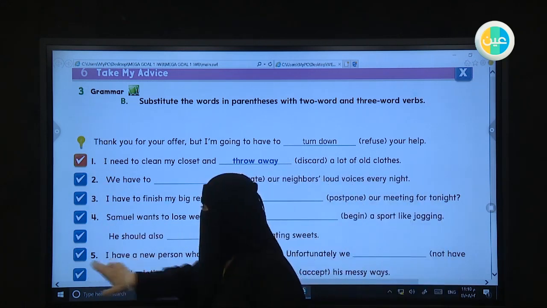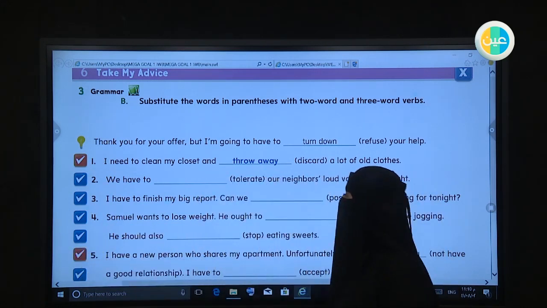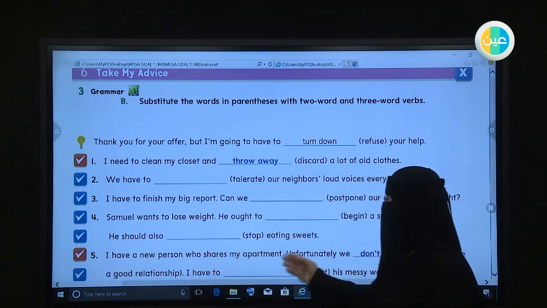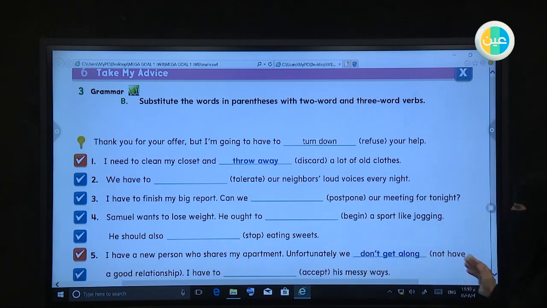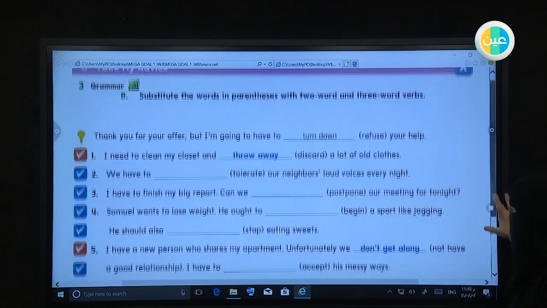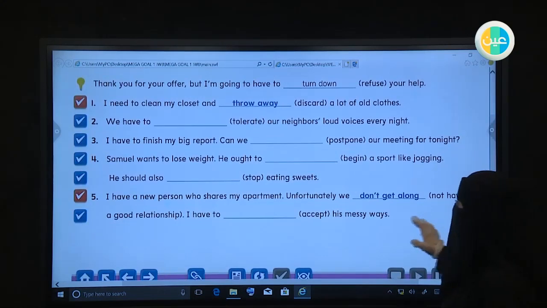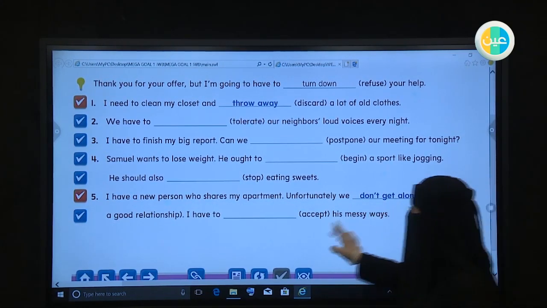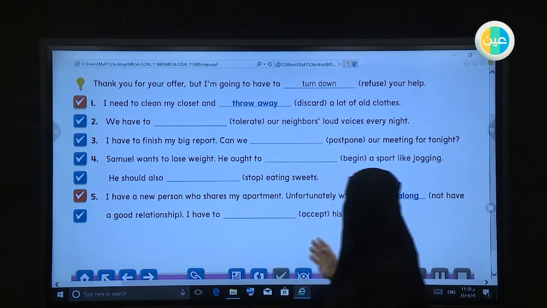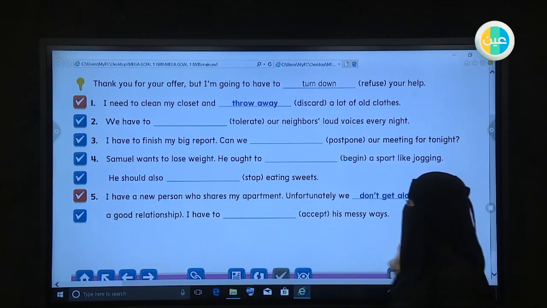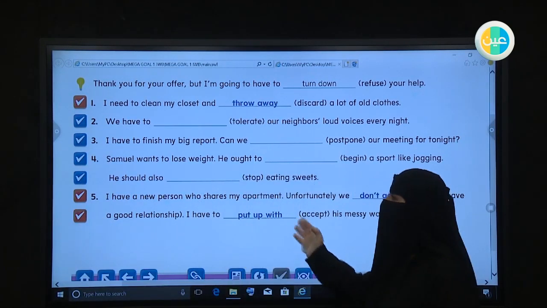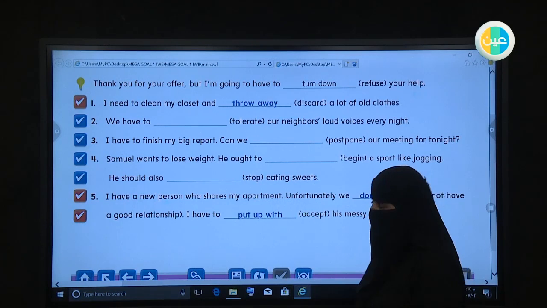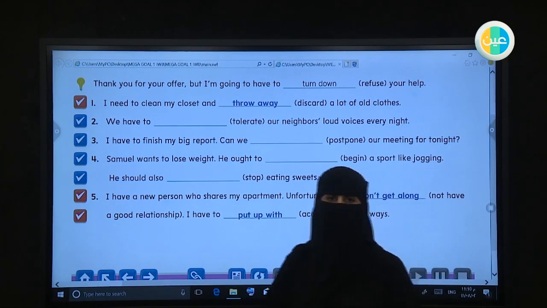Let me check number 5. I have a new person who shares my apartment. Unfortunately, we space not have. So not have here means not have a good relationship. It means don't get along. Don't get along. I have to space accept his messy ways. So what's the equal for accept is put up with. So put up with. This is the end of our lesson today.